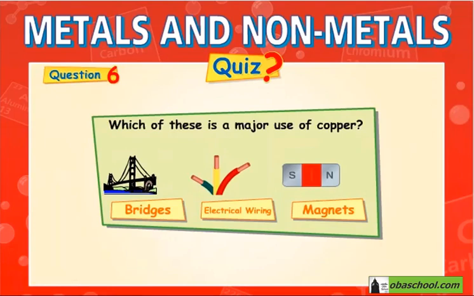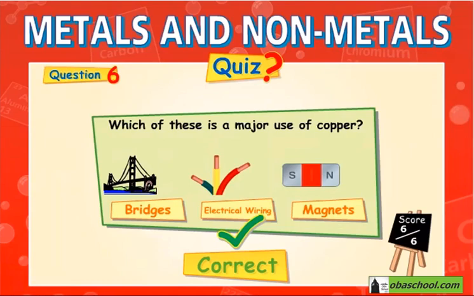Which of these is a major use of copper? Bridges, electrical wiring, or magnets? The correct answer is electrical wiring. Copper is the main component of electrical wires.